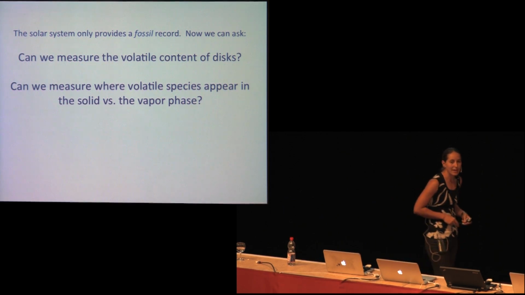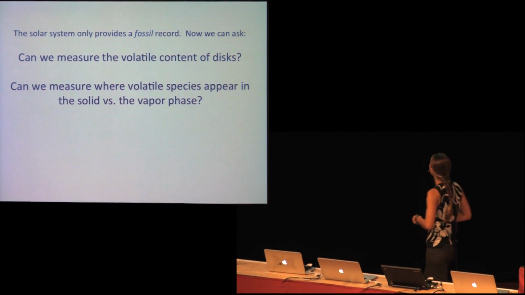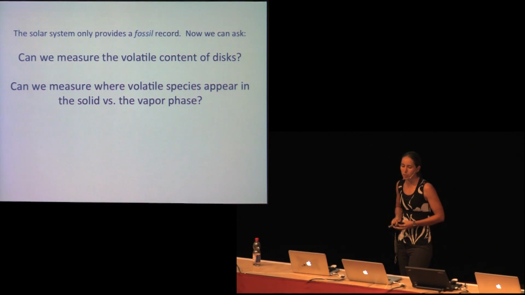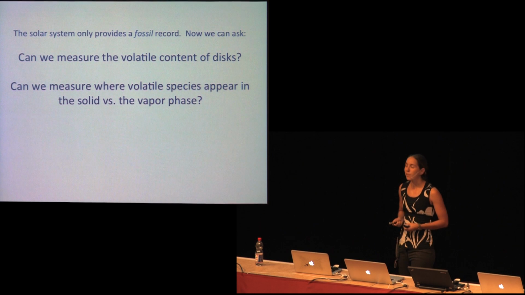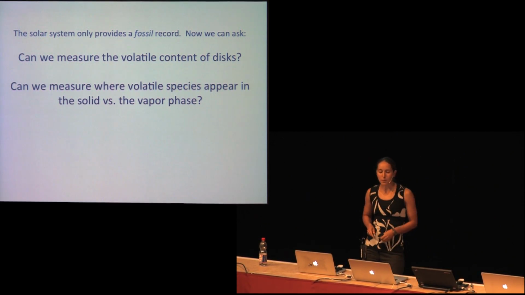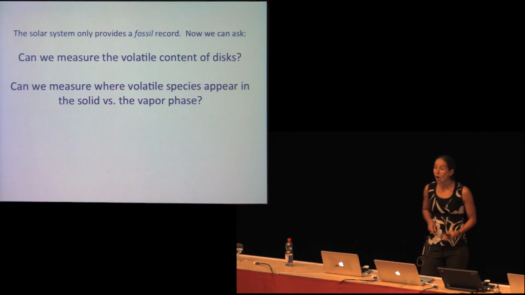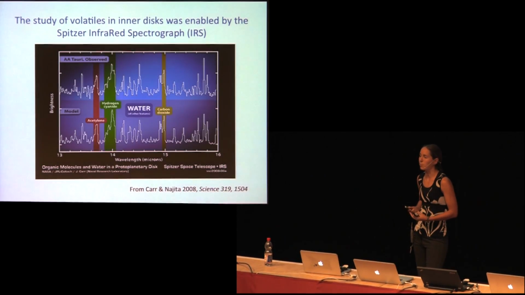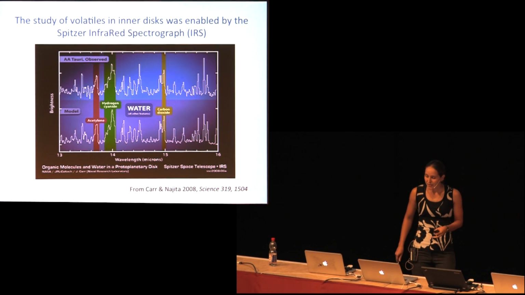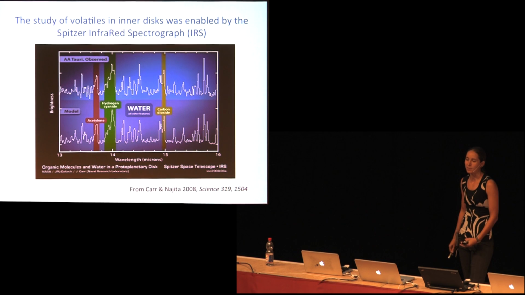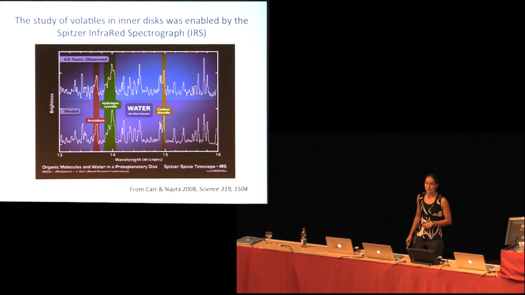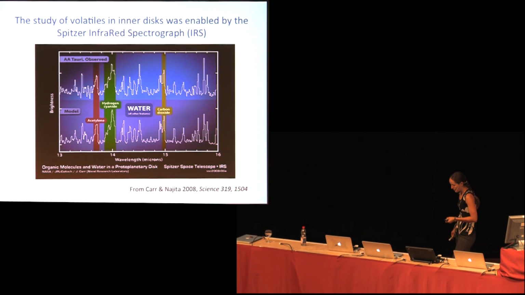So the solar system provides a fossil record of these processes, but now we can actually ask, and this is the power of studying protoplanetary disks, what is the volatile content of the actual disks out of which the planets formed? Can we measure where the volatile species are, and where they're in the solid and vapor phases? Now, this type of chapter did not appear in PP5, and the reason is that a lot of the pioneering work has happened in the last 5 years, and this is really exciting work.